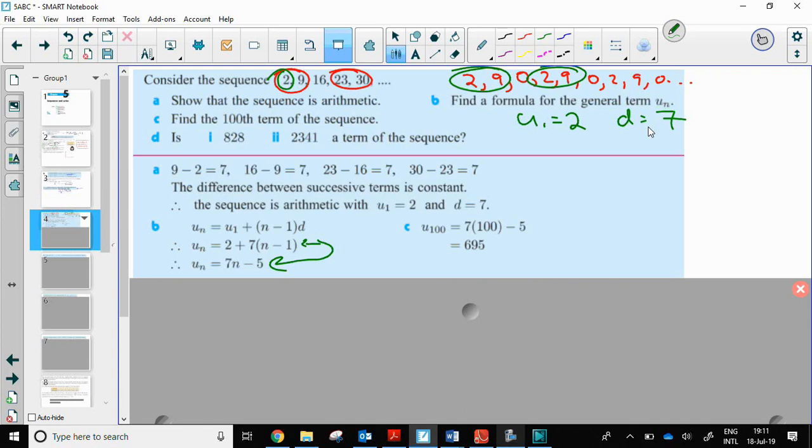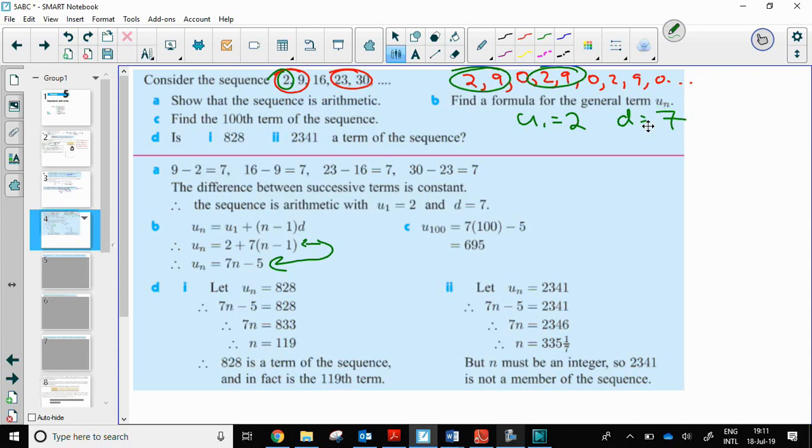And D, okay, are these 2 particular terms actually in the sequence? Well, probably one is and one isn't. We're just going to put them each in for u sub n, and we're going to see, do we get an integer out for n? And yeah, in fact, 828 is, but 2,341 is not.